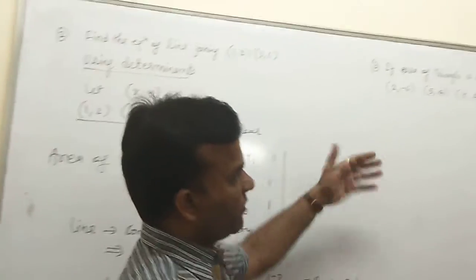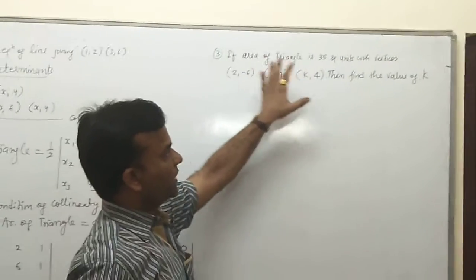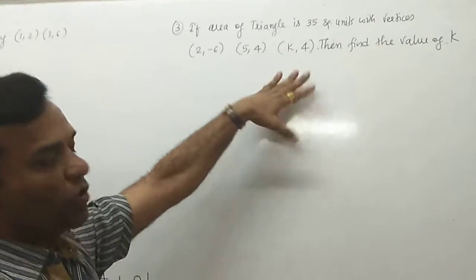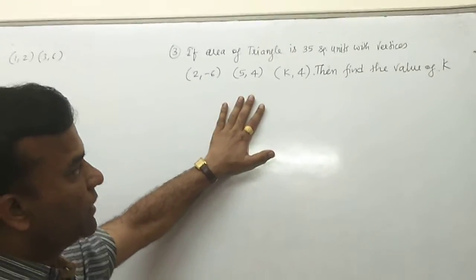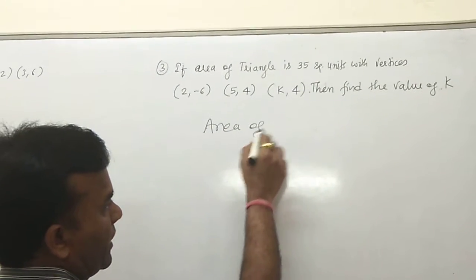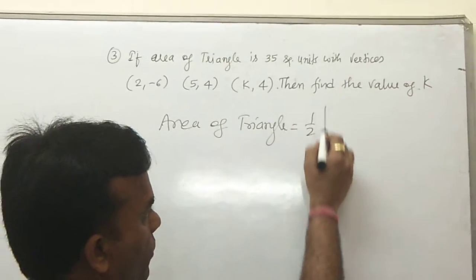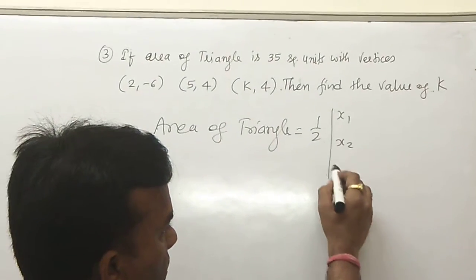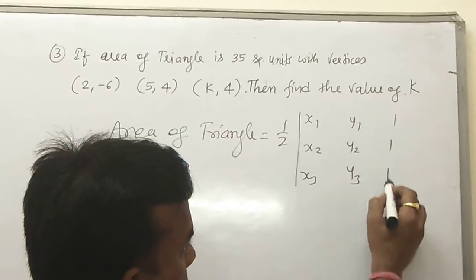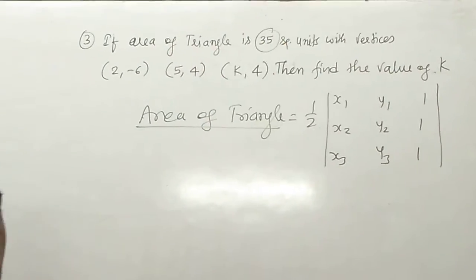Okay, if we try another question, because the concept is same, there is no change in the concept. But one thing is important here: area of triangle is given and then some coordinates are given, then one unknown term you find out with the help of the same formula. So using the same concept, there is no change in formula. Area of triangle is equal to 1 by 2 times the determinant with x1, x2, x3, y1, y2, y3, 1, 1, 1. Okay, you put the value of area of triangle that is given, equal to 35.